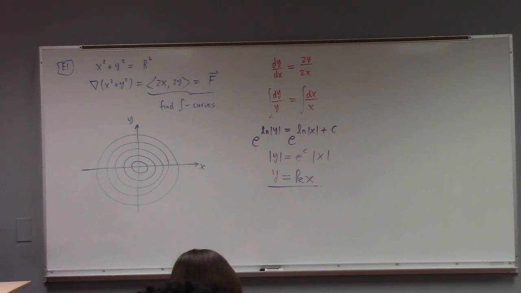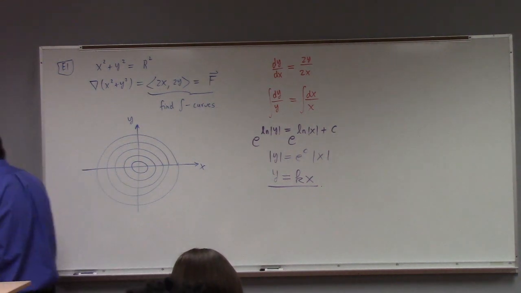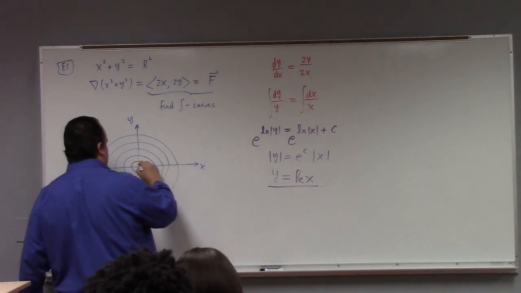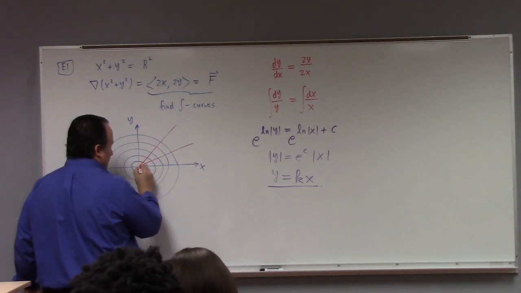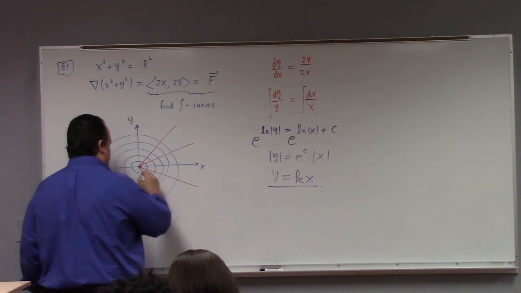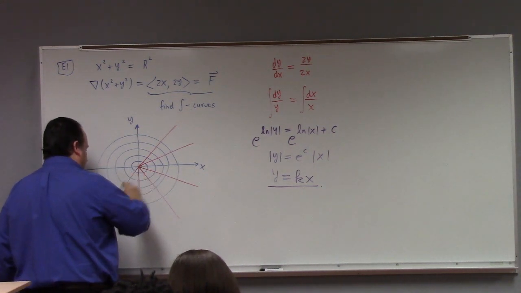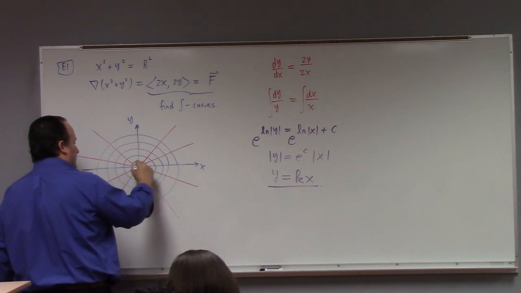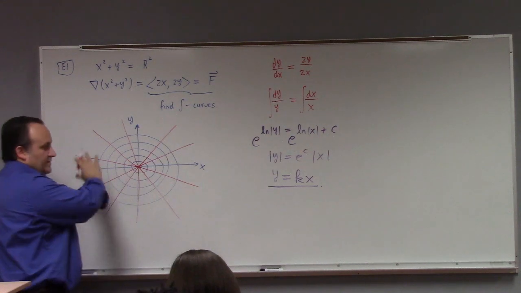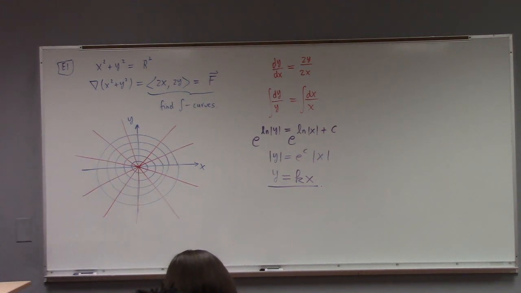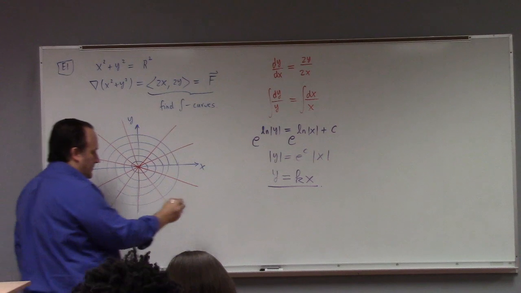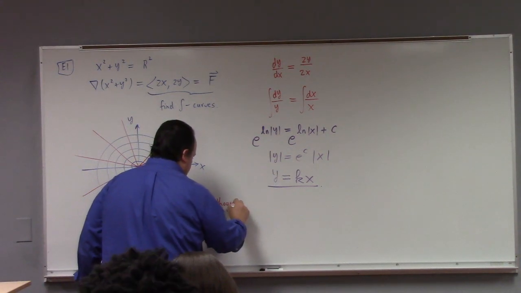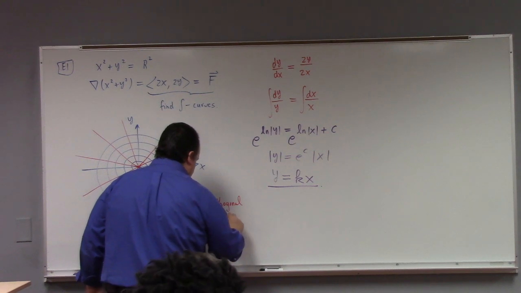And that makes sense. If I was to draw those integral curves, I could, right? They're just lines through the origin, right? Like so. And those lines, of course, are the flow lines of the vector field, f, that I've drawn there. And they're also perpendicular to the circles, right? These are orthogonal trajectories, as they're called. An example of orthogonal trajectories.